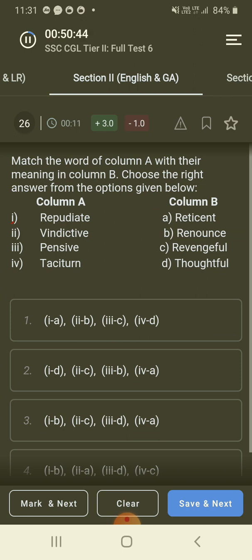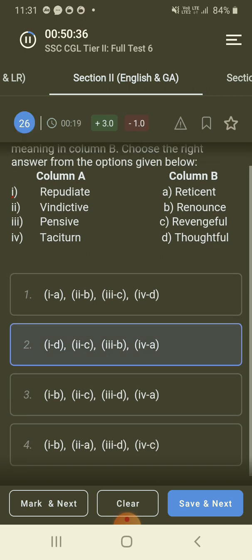Match the words. Repudiate. Advocacy. Pensive, thoughtful. Taciturn.